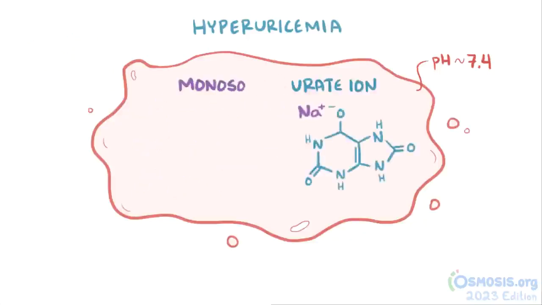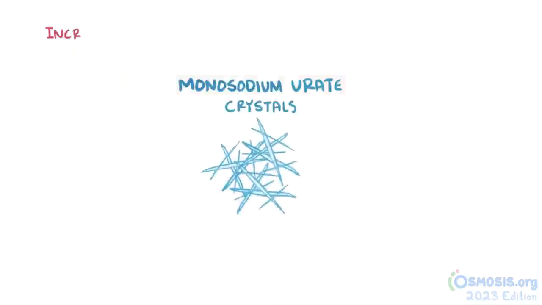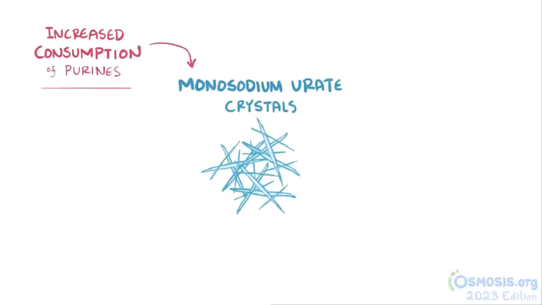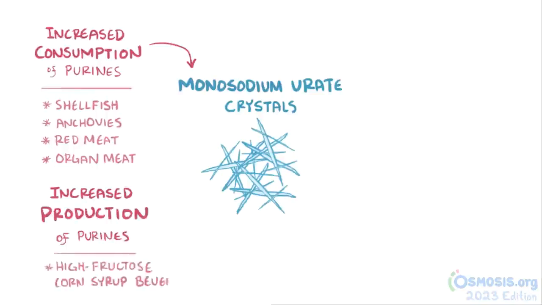Sodium and forms monosodium urate crystals. These crystals can form as a result of increased consumption of purines, like from consuming purine-rich food like shellfish, anchovies, red meat, or organ meat. Also, though, they can result from increased production of purines. For example, high fructose corn syrup containing beverages could contribute to the formation of uric acid by increasing purine synthesis.